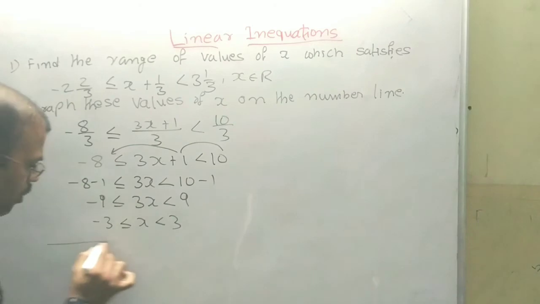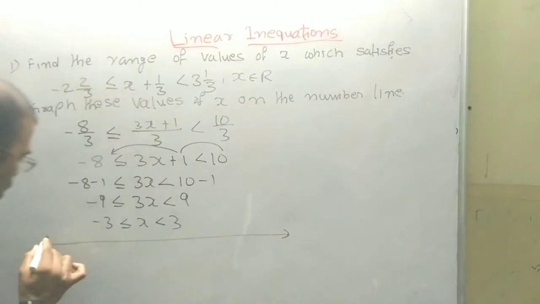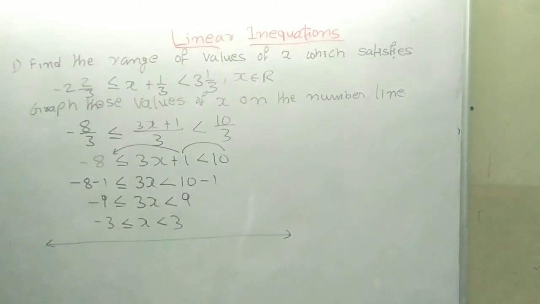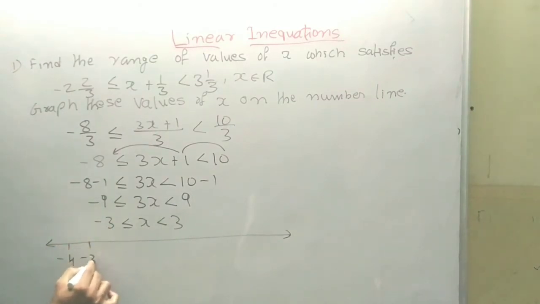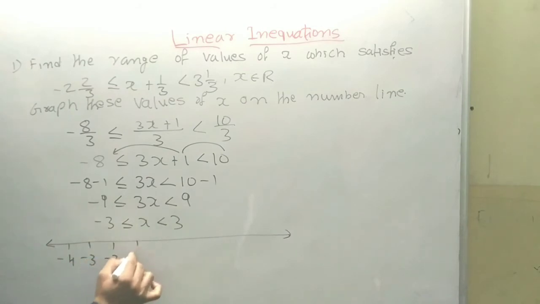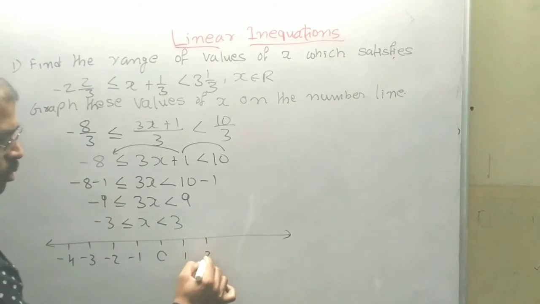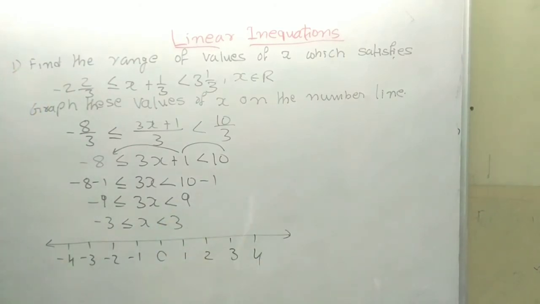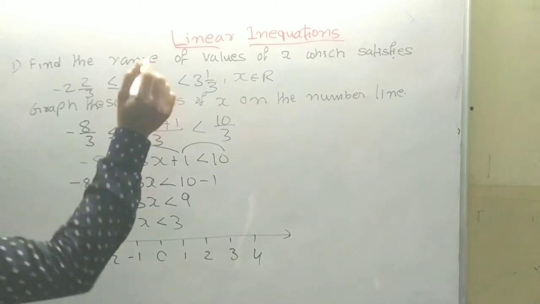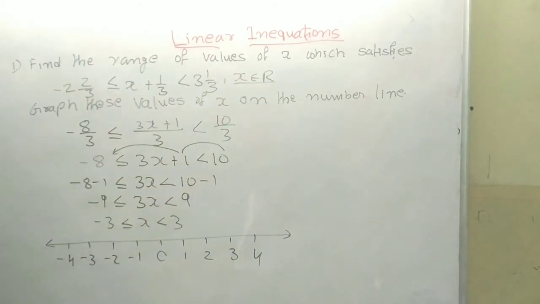So now I am going to plot it on the number line. Look carefully. At least one number you take before this: minus 4, minus 3, minus 2, minus 1, 0, 1, 2, 3, 4. At least one number you take more than this. Now our question is what? x belongs to R.